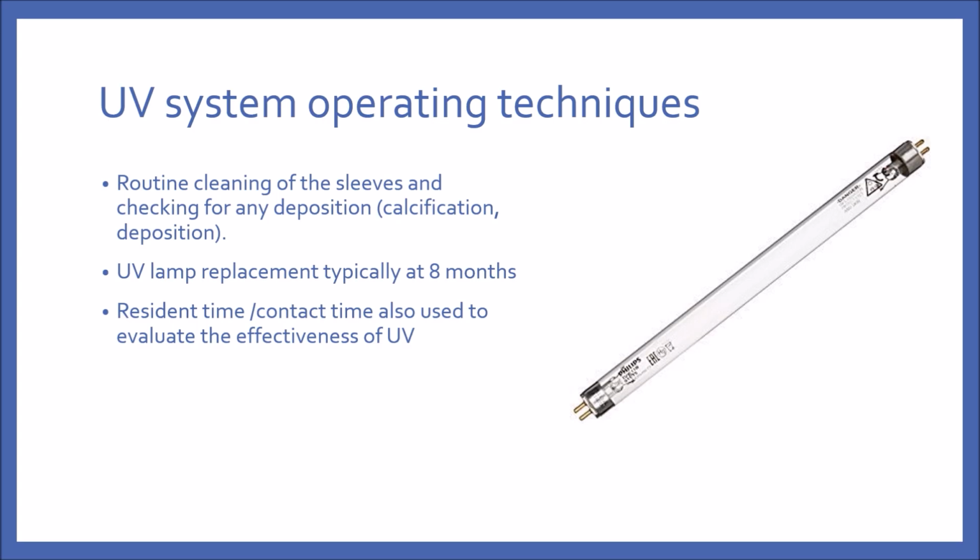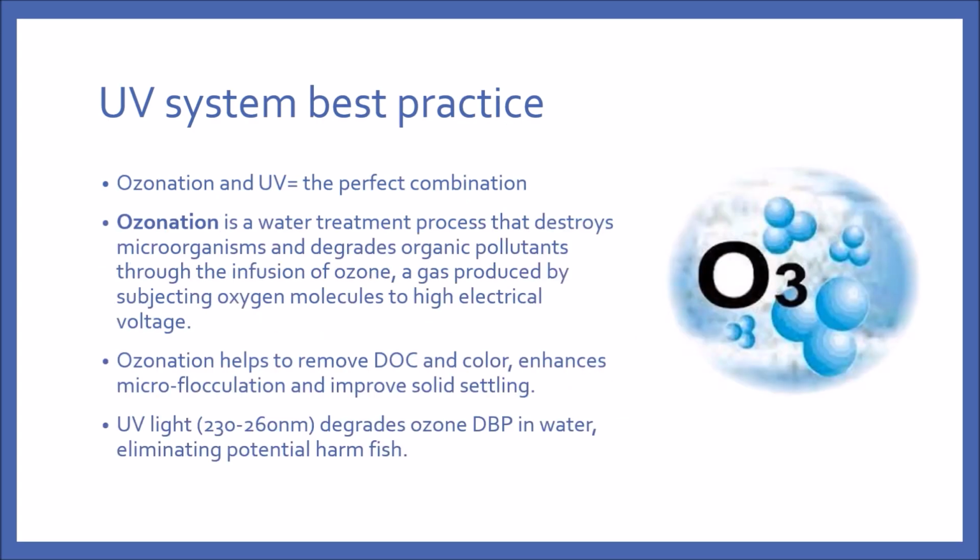In the market now, we have seen a rise in ozonation. Ozonation is a water treatment process that destroys microorganisms and degrades organic pollutants by a gas produced by subjecting oxygen molecules to high electrical voltage. Ozone, on the other hand, is toxic. However, it can be degraded with UV. So we have seen a lot of suppliers in the market who have tried to sell systems where they have ozonation first, followed by a UV system. And this dual system of ozonation and UV seems to be the perfect combination.